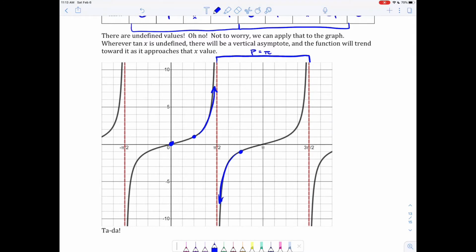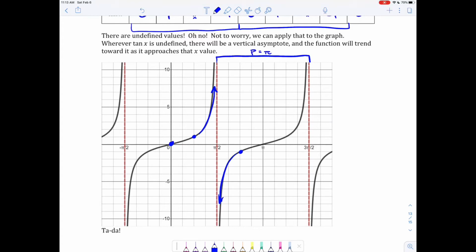So when you have a b value that's playing around with things, that's causing stretches, compressions, that's what it'll affect, is that period. And then a c value in the function transformation, something to shift it left and right, will affect where this asymptote actually starts.